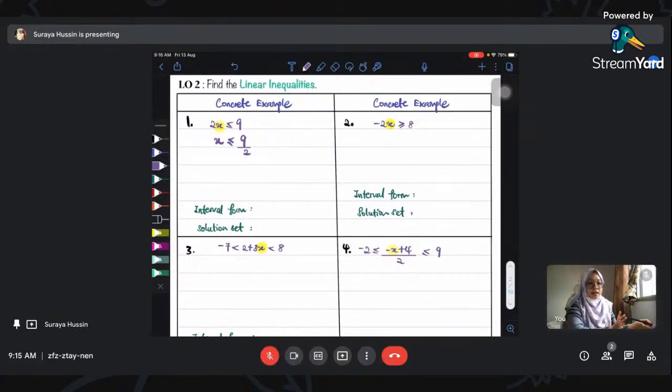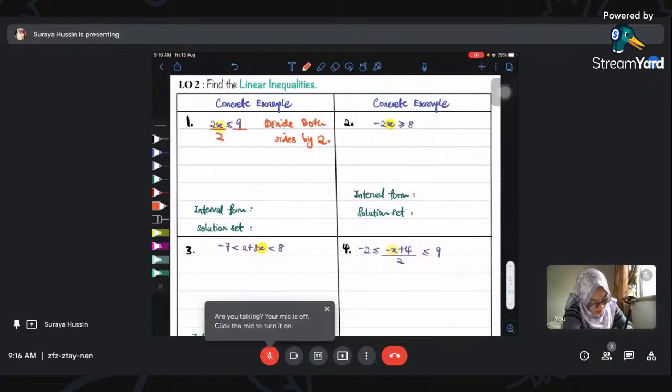Adakah sebab saya pindahkan 2? Okay, sebenarnya cara mudah untuk kita bercakap, even me myself, kita akan sebut pindah-pindahkan. Tapi sebenarnya it's wrong to say that. What I should say is that I divide both sides by 9. Sepatutnya saya sebut divide both sides. So I should divide, apa pula by 9? By 2. Divide both sides by 2.